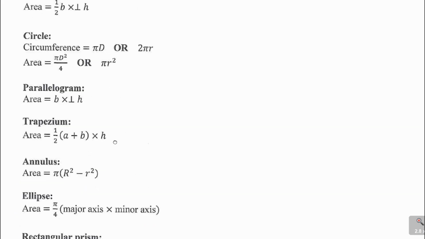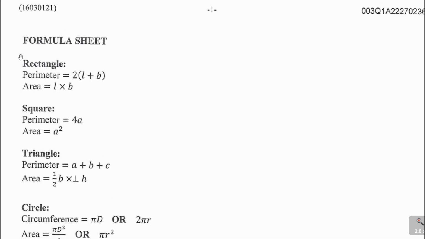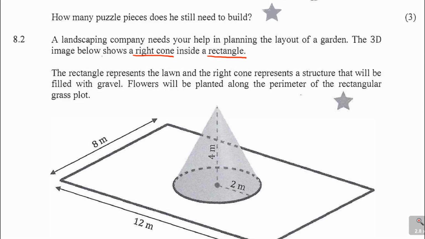And where is the rectangle? I think it's in the beginning. There is a rectangle, like that. You're dealing with such information. So most of the information is already in the formulas there. The last question is special. The rectangle represents the lawn. So you've got a lawn around here, and the cone represents the structure that will be filled with gravel. Flowers will be planted along the perimeter of the rectangular grass plot.